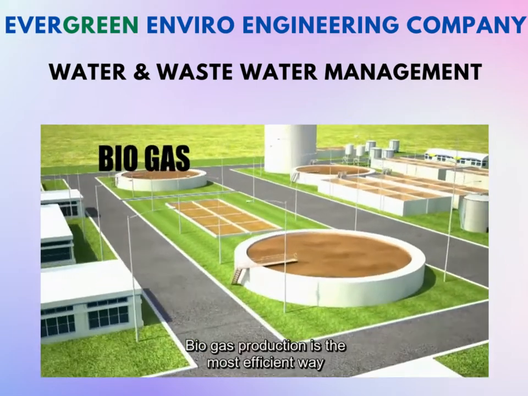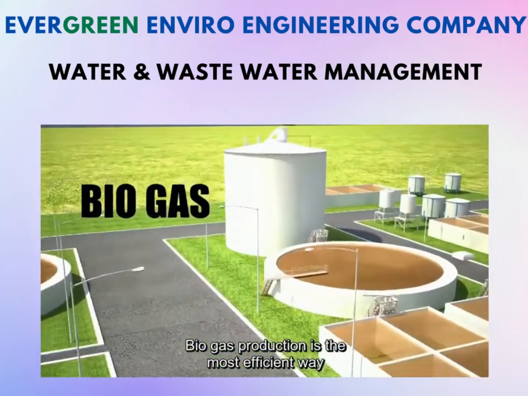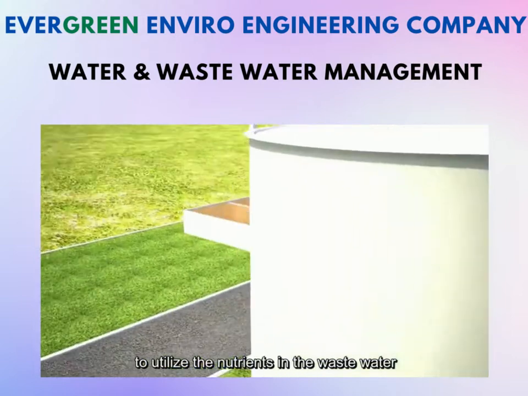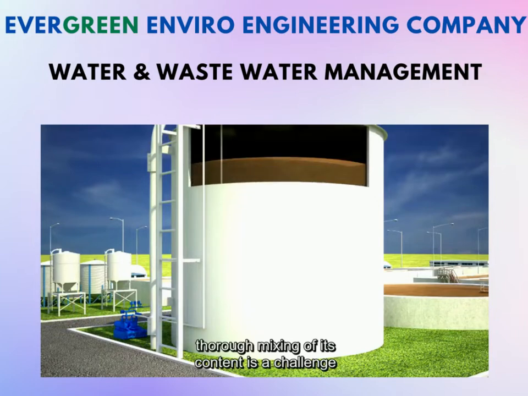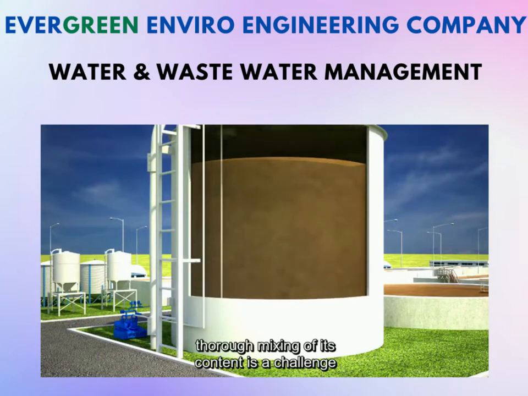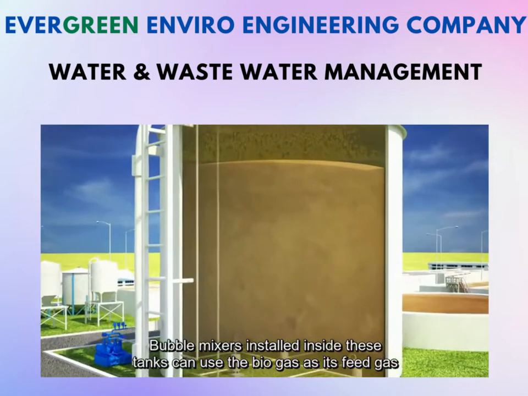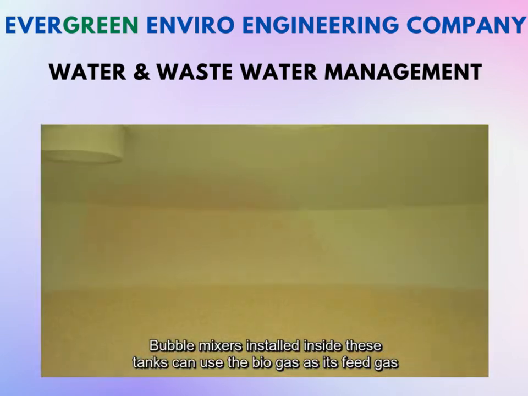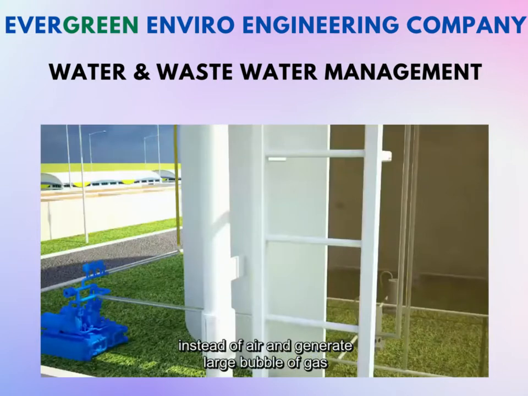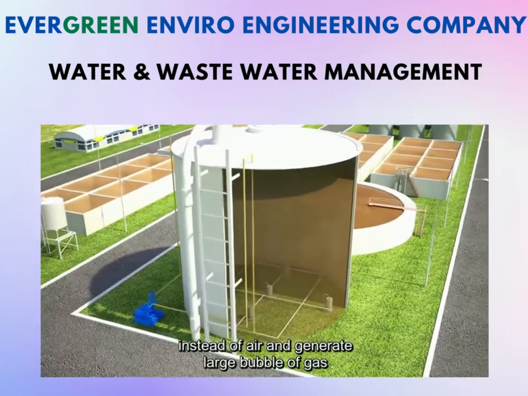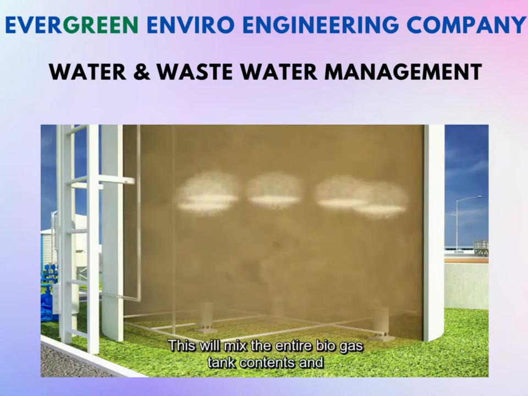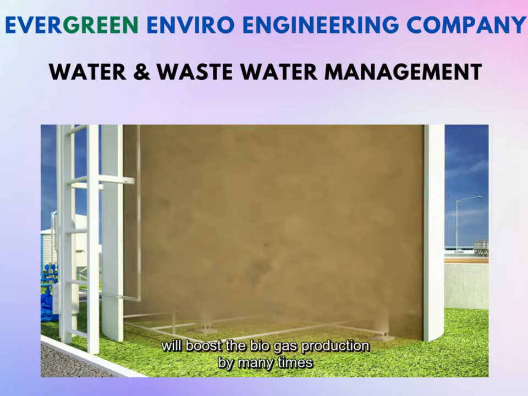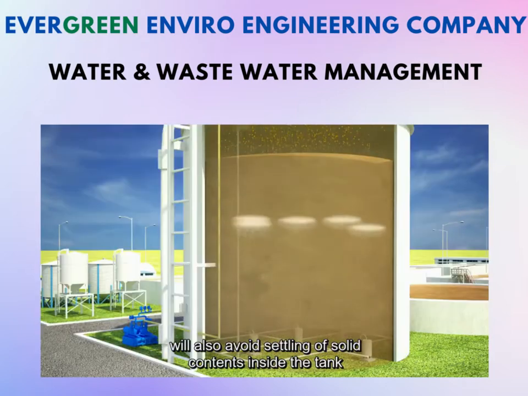Biogas. Biogas production is the most efficient way to utilize the nutrients in the wastewater. The anaerobic biogas tanks are large, and thorough mixing of their content is a challenge. Bubble mixers installed inside these tanks can use the biogas as their feed gas instead of air, and generate large bubbles of gas. This will mix the entire biogas tank contents, boost the biogas production by many times, and also avoid settling of solid contents inside the tank.